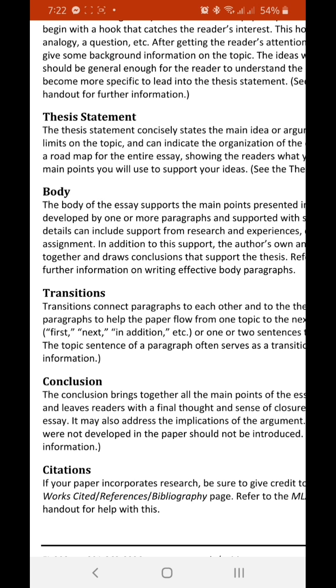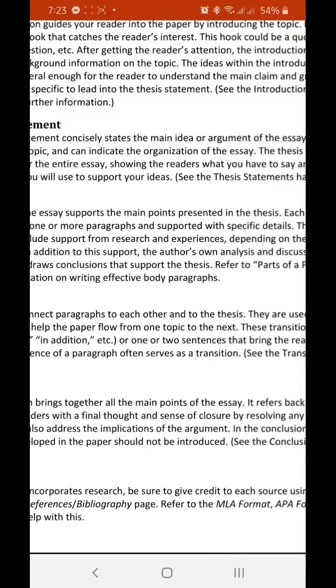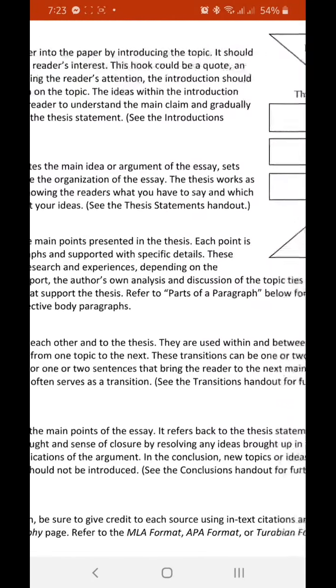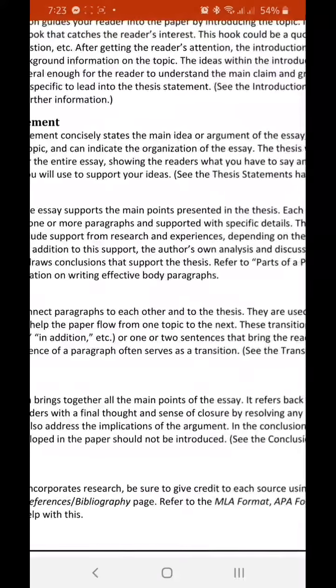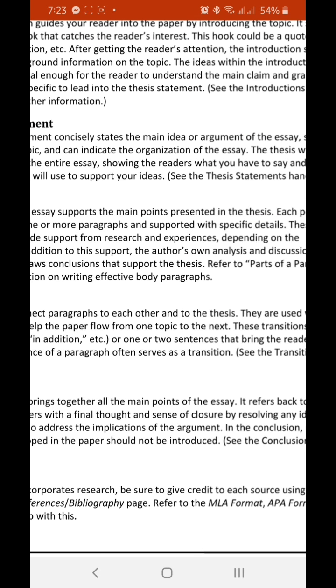Let's try to understand another component of it, or maybe a device or technique that you use in your essay writing, that is called transitions. Transitions we discussed in our paragraph writing topic yesterday. Transitions connect paragraphs to each other and to the thesis. They are used within and between paragraphs to help the paper flow from one topic to the next. We talked about coherence yesterday. Coherence is something that doesn't let the reader's attention drop.